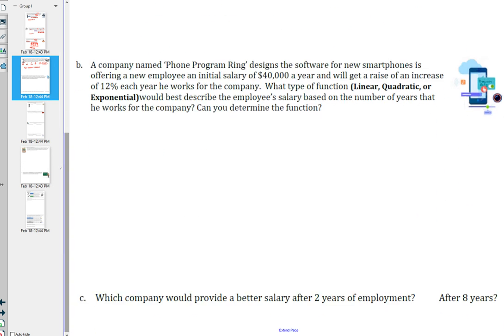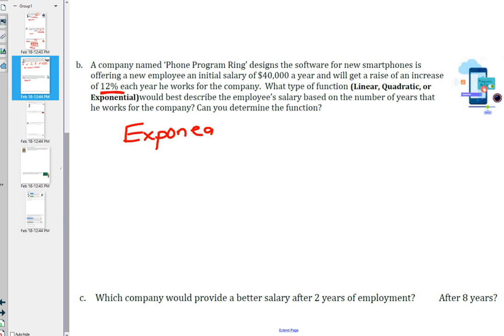A company named Phone Programming designed the software for new smartphones and is offering an employee 40,000 and will get a raise of 12% each year. Well, we've seen these problems before. We saw them when we were doing sequences. When something increases by a percent, what's it going to be? It was geometric, but geometrics are then exponential. Yeah, it's going to be exponential.